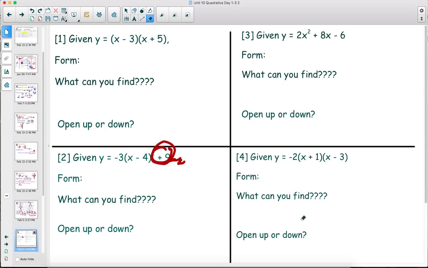All right, now based on what we know about each type of equation here, go ahead and see if you can identify the form and identify what you can find by simply just looking, right?